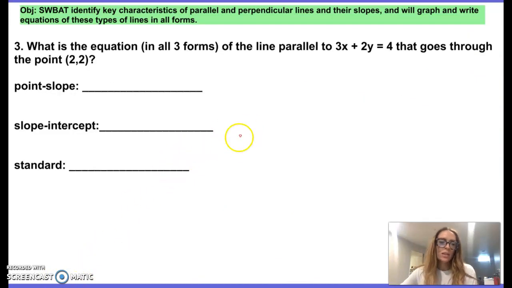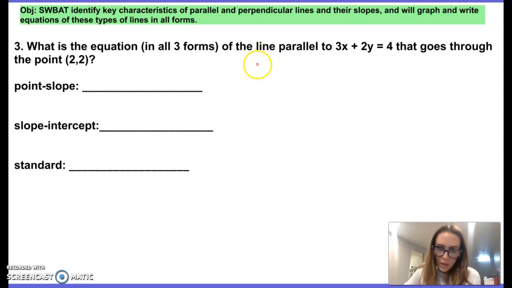All right, our last one here. So what is the equation in all three forms of the line parallel to 3x plus 2y equals 4 that goes through the point 2, 2? So you can start at any one of these. If you want to pause me right now and you already know how to do that, please feel free to practice those skills and then come back to us. But for right now, I'm just going to walk you through this last one.